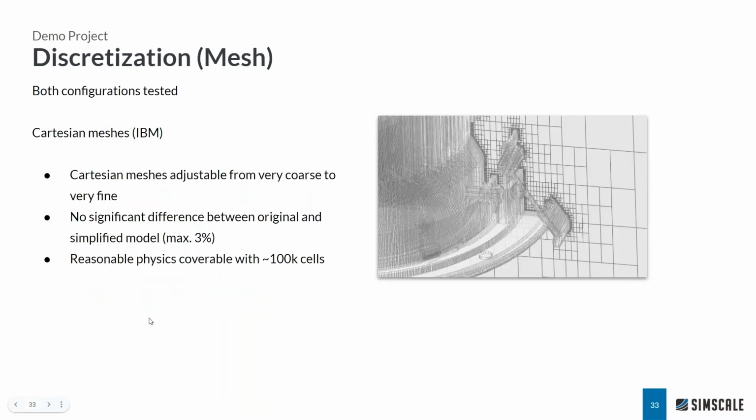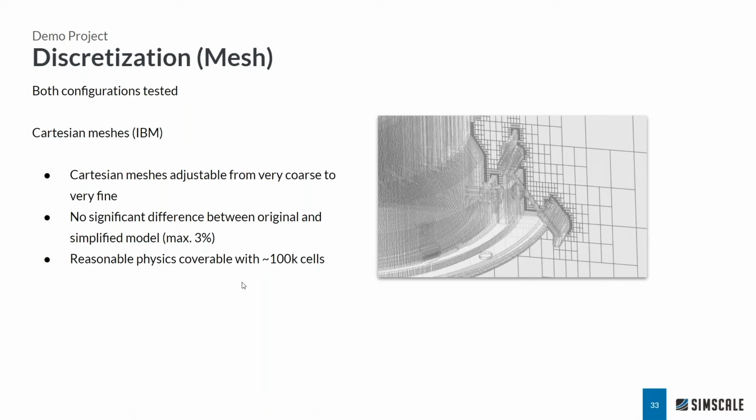So for the Cartesian meshes now, this is different, right? You can adjust the meshes from very coarse to very fine with no problem. You can start very, very low on the fineness scale, and you can go very high. There's no significant difference for these meshes between the original and the simplified model. So in our case, that was max 3%. So the original model has a bit more cells because we're trying to refine towards the details of the model, but there is no big difference. We will also see that in simulation turnaround times later on.